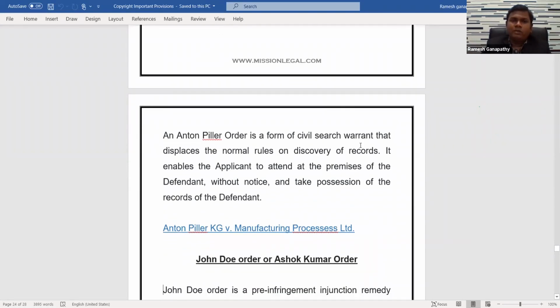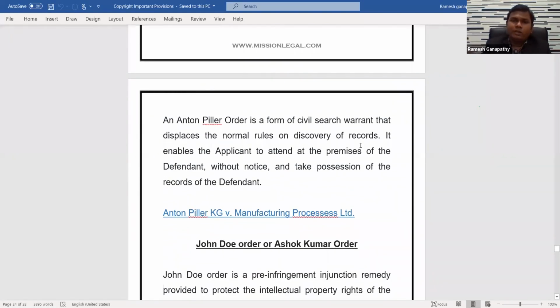An Anton-Pillar order is a form of civil search warrant that displaces the normal rules of discovery of records. It enables the applicant to attend the premises of the defendant without notice and take possession of the records of the defendant. Because if the notice is already given, if it is already communicated, then there is a possibility that they'll hide all kinds of materials which can be produced before the court and which will very well establish the case of infringement of copyright, patent or trademark. So that is the beauty of Anton-Pillar order.